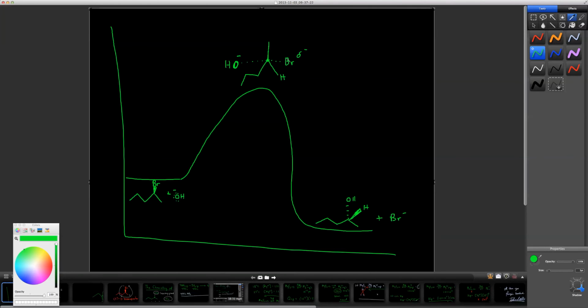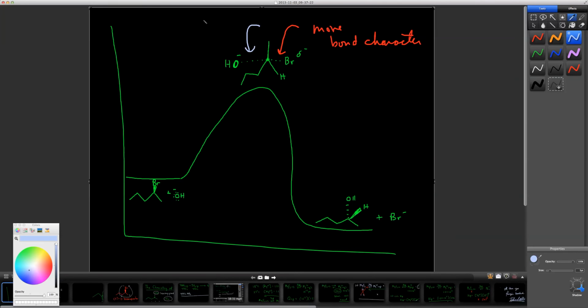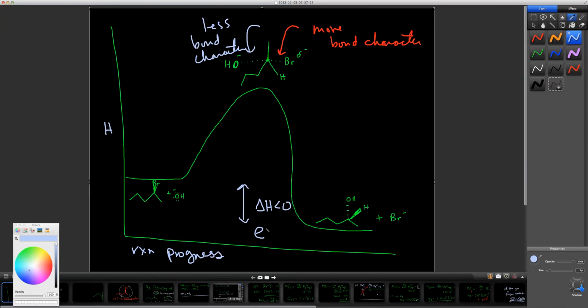So these are not evenly spaced. There's more bond character with carbon-Br than there is with carbon-OH. And of course, we're tracking enthalpy as a function of reaction progress. Here's our delta H, which is less than 0, because it indeed is exothermic.